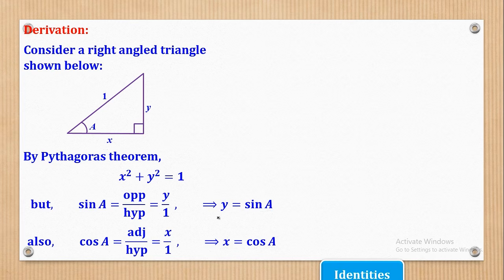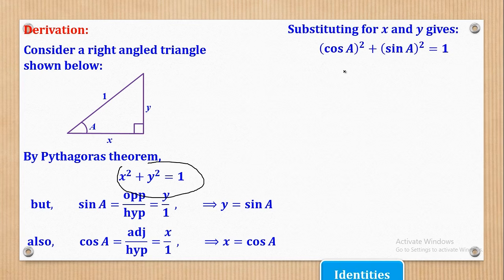So now that I know x and y, I can substitute them in this formula of Pythagoras theorem. When I substitute, I'll come up with cos A in brackets squared plus sine A in brackets squared is equal to 1. Now in trigonometry, we write this in a unique way. We say cos squared A. Now cos squared A means that you get the whole of cos A and you square it. Then sine squared A, we get the whole of sine A and we square it. So that's what this means.